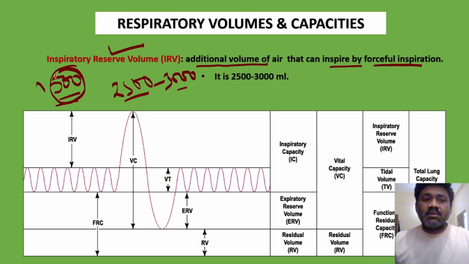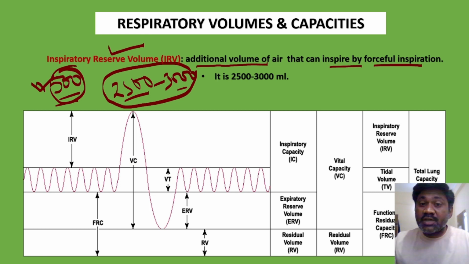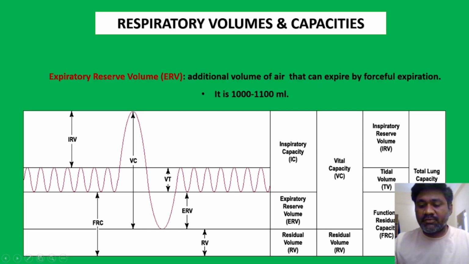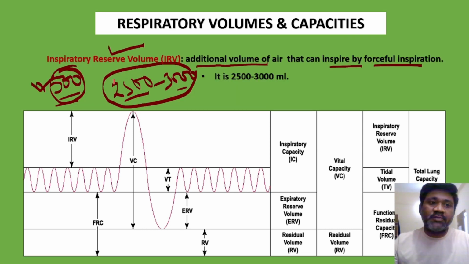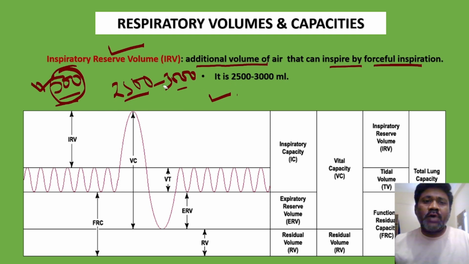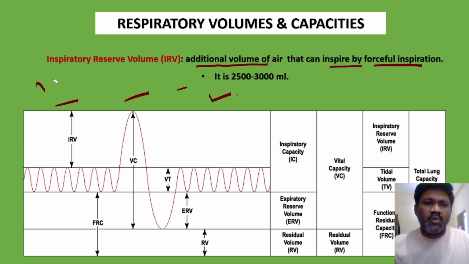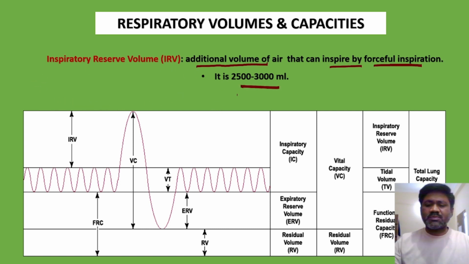Okay, so apart from this 500, the remaining 2500 to 3000 ml of air is there, which we can inhale forcefully. This is called inspiratory reserve volume or IRV. Apart from the 500 ml means we are not including the tidal volume here, only the forceful inspiration. At the time of forceful inspiration, we can inhale 2500 to 3000 ml. That we have to remember. So what is the tidal volume? 500 ml. What is the inspiratory reserve volume? 2500 to 3000 ml.